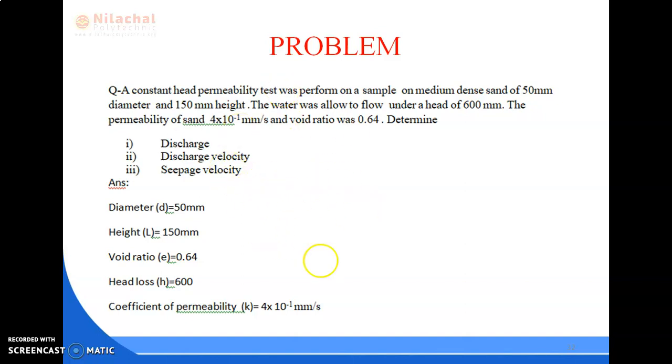Here we have to find out three things. So first work is to find out the given data. So diameter D equal to 50 mm, height or length L equal to 150 mm. Void ratio is given equal to 0.64. Head loss, this is H equal to 600. Coefficient of permeability K equal to 4 into 10 to the power minus 1 millimeter per second. So this much is given. From this given data, we have to find out these three things.